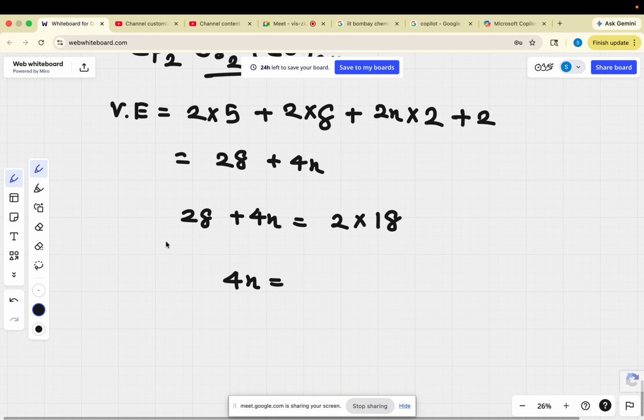So what I am getting? 4x is equal to what? 36 minus 28, 4x is equal to 8. So x is equal to 2. Okay, so how many carbonyls you have? 2 carbonyls you have only. Yes, sir. Okay, fine, clear. Yes, sir.